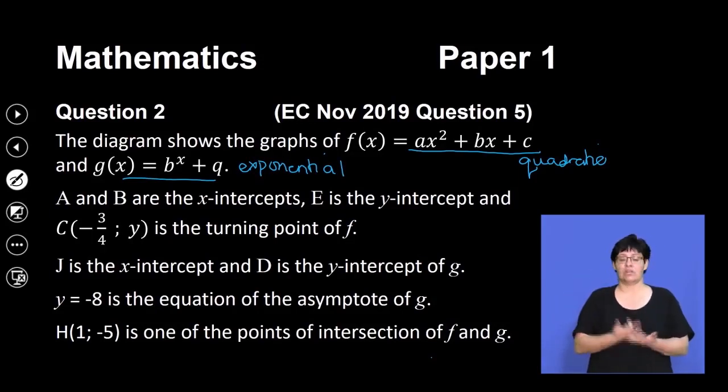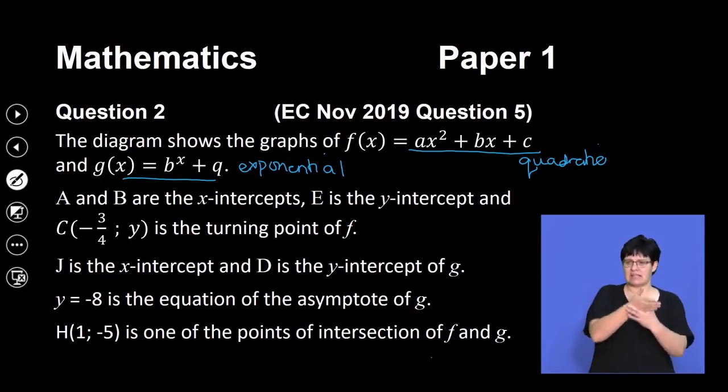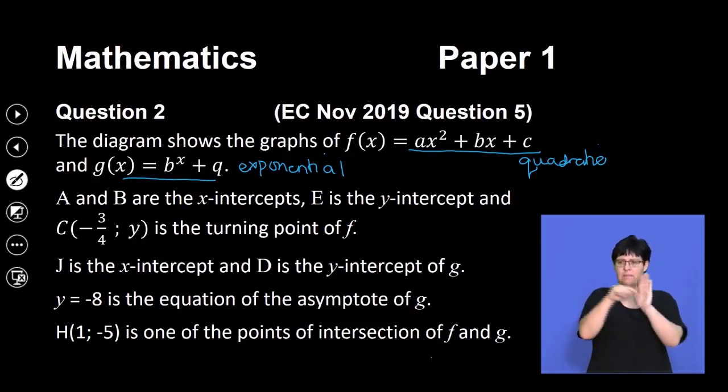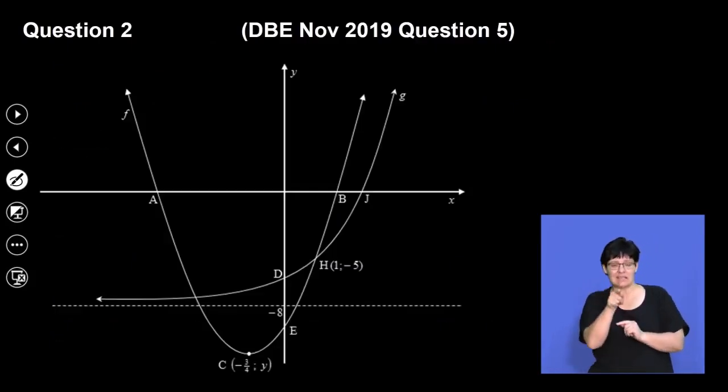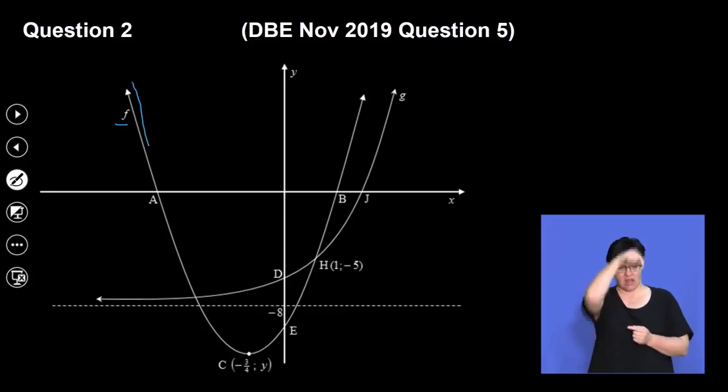Then we're told that A and B are the x-intercepts, E is the y-intercept, and C, with the coordinates -3/4, y, is the turning point of f. So let's just have a look at that now. Here we can see we have f, that parabola, which is associated with the quadratic function. It's a happy parabola, and we can see it comes down, negative gradient, turning point over here, point C, and then turning around, going up.